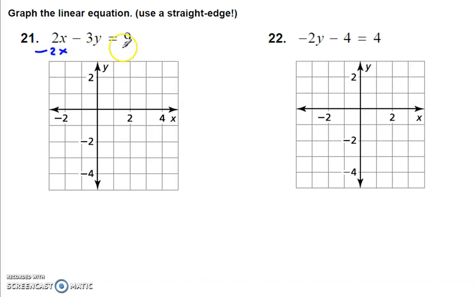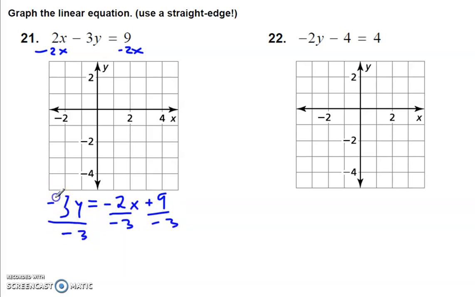So subtract 2x from each side, and then we get negative 3y is equal to negative 2x plus 9. Okay, this over here was supposed to be a 3. Divide by negative 3. All right, and then we get y is equal to, negative divided by negative is positive, 2/3 x minus 3. So our y-intercept is negative 3.